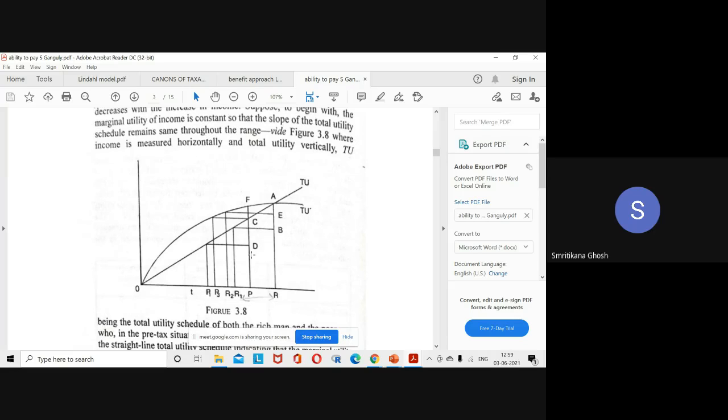So when the marginal utility of income is diminishing, it is very much clear that the poor is sacrificing a lot if the same tax is imposed on him. And if the curvature is increased and increased, that means it is more concave, then the sacrifice of the poor is more and more. So the tax structure is regressive in nature.